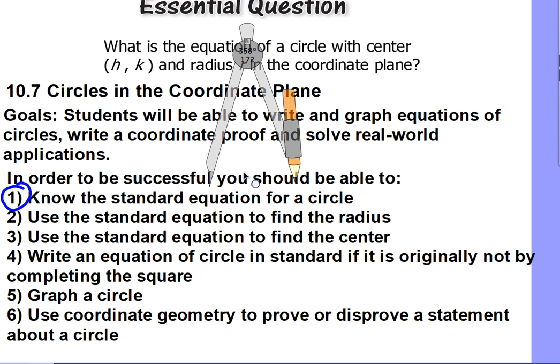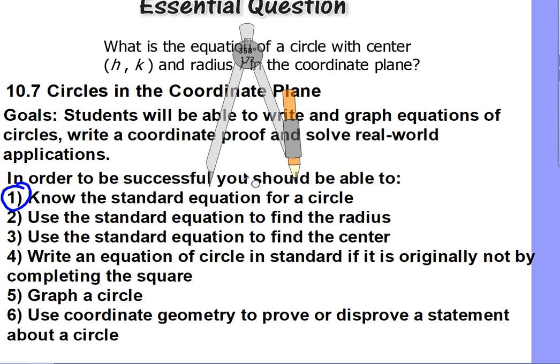All right, ladies and gentlemen, in this video we are opening up our discussion of circles in the coordinate plane. The overall goal of this section is to be able to write and graph equations of circles, write a coordinate proof at some point, and solve some real-world applications.